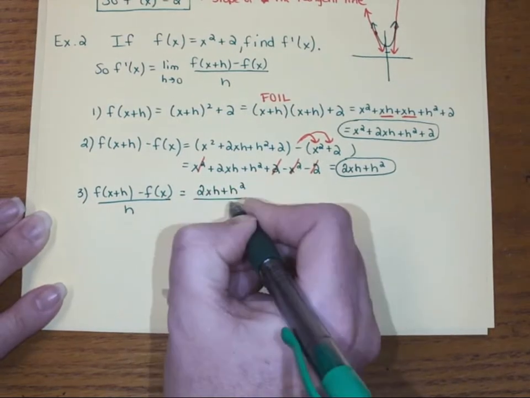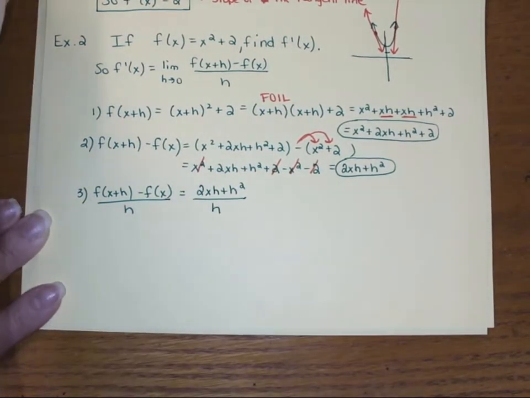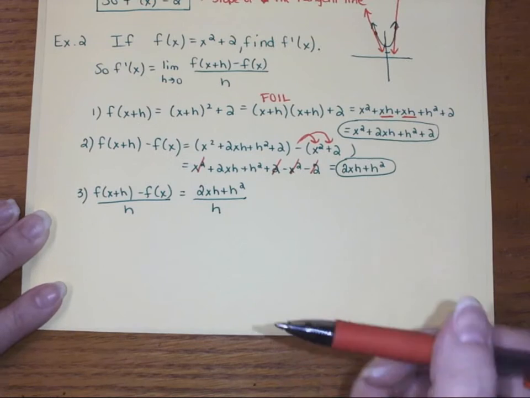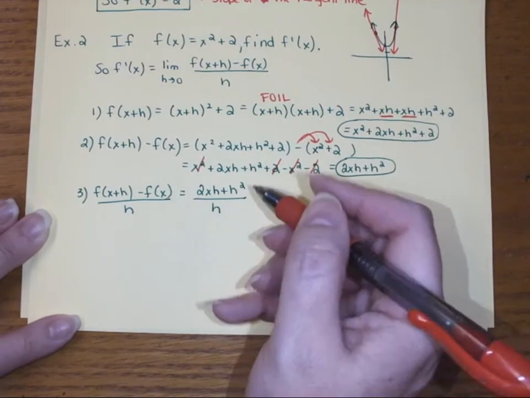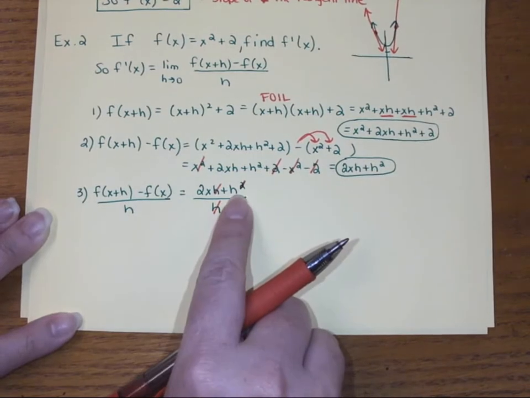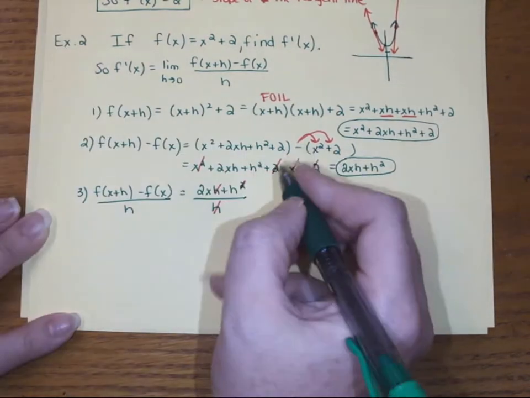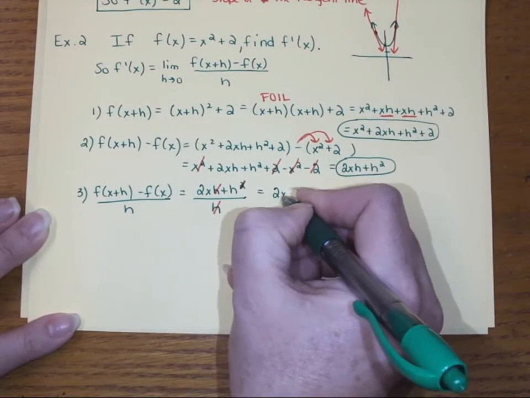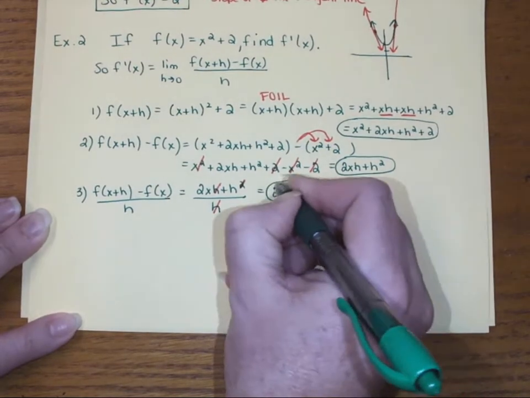So now we're going to take what we got in step 2 over h. Notice just like in number 1, now we have something in common between everything. We have an h that can cancel. Notice here there are 2 h's, so it would only cancel one of them. So what is remaining after I cancel h's is 2x plus h.